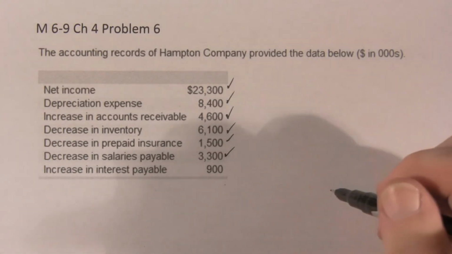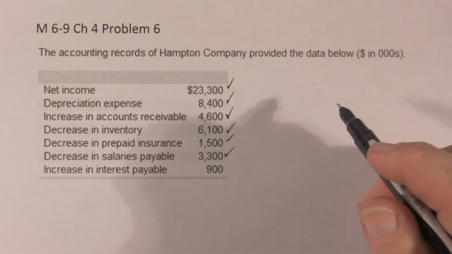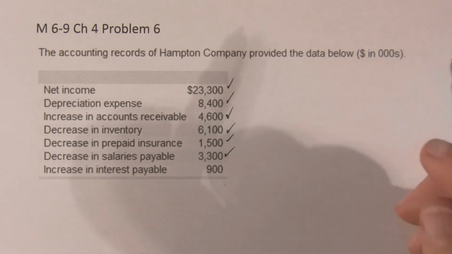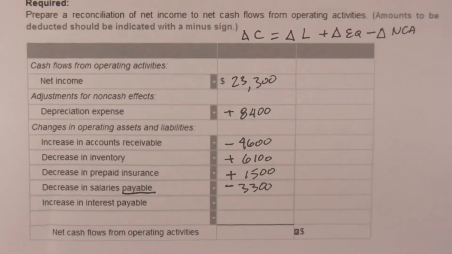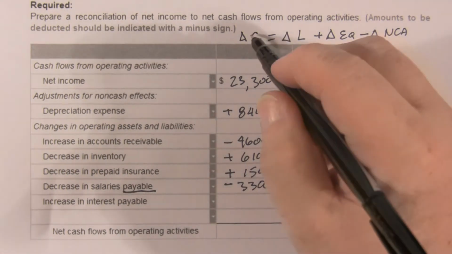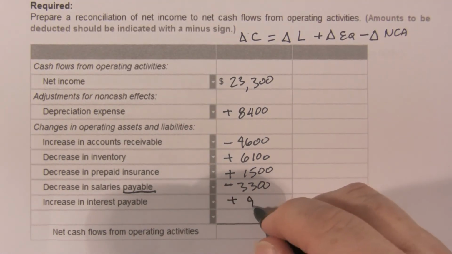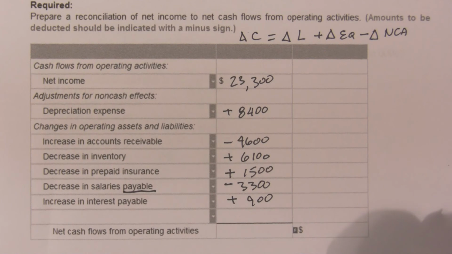Decrease in salaries payable. And yes, I would go through and check them off just like I do. I'm an old-time accountant. That's called ticking and tying. Tick it off, tie it into the total. And last but not least, we have an increase in accounts payable. It's a liability. Cash goes up when a liability goes up. $900. We add that all together.